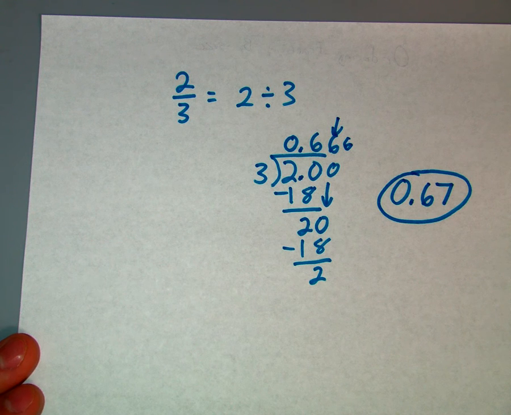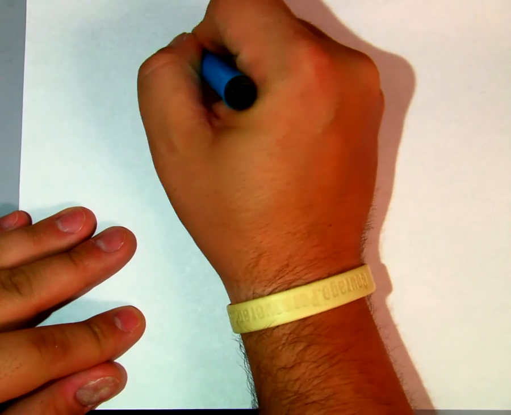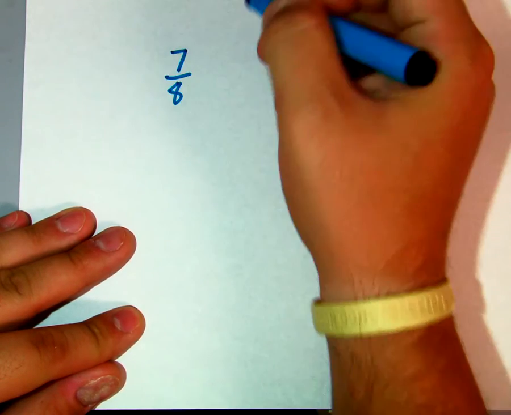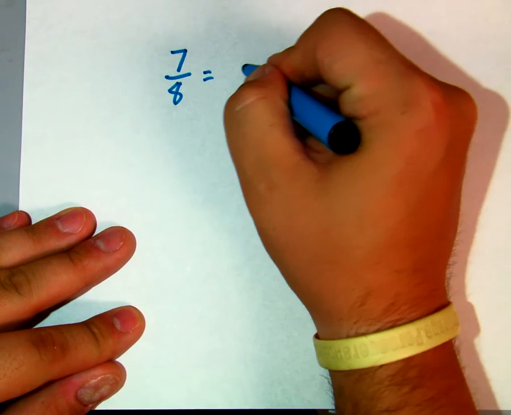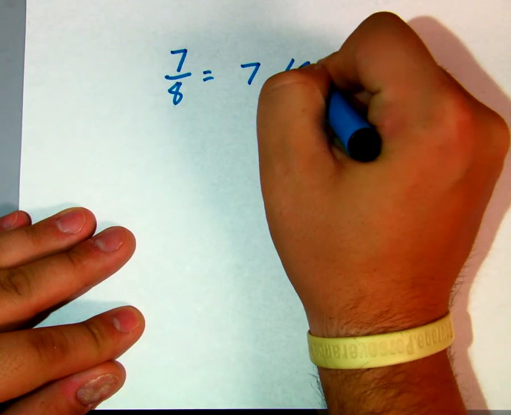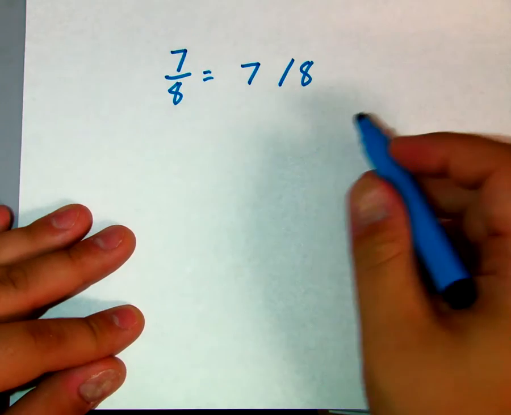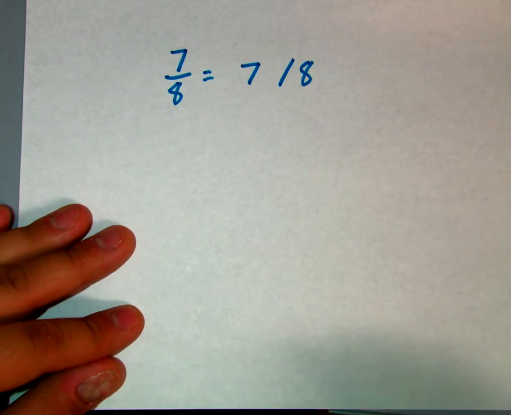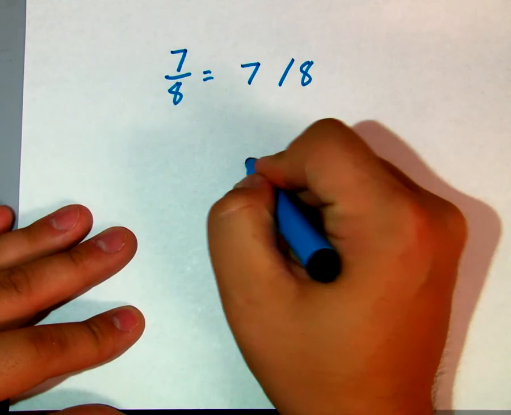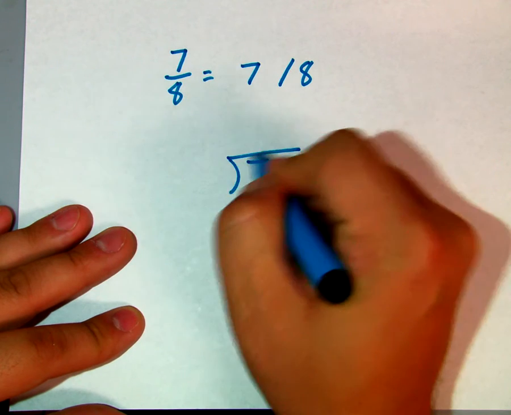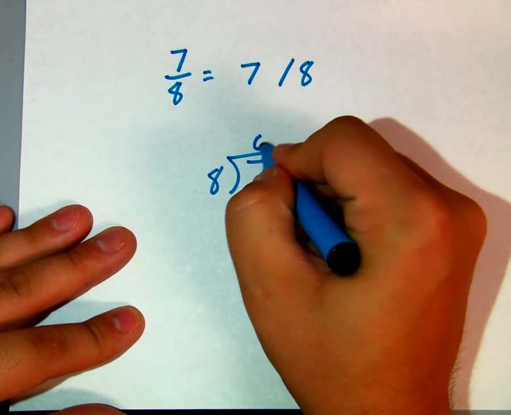Do you think we need to do one more? I think maybe we should. Let's try 7/8. This is 7 divided by 8. I'm using both division notations just so you can understand that. So I say 7 divided by 8. That's 0.